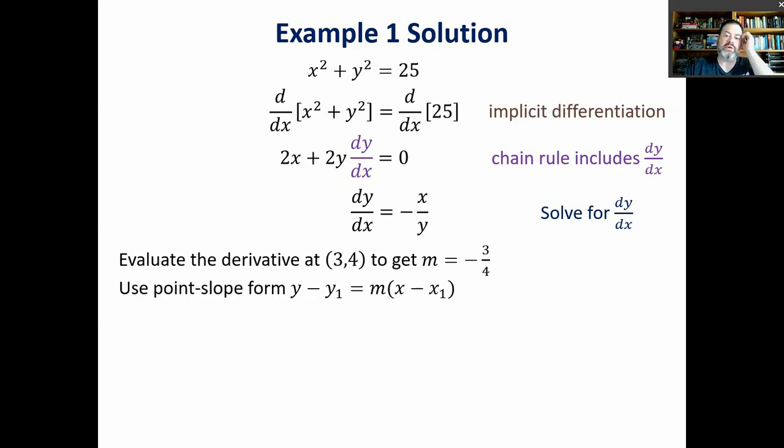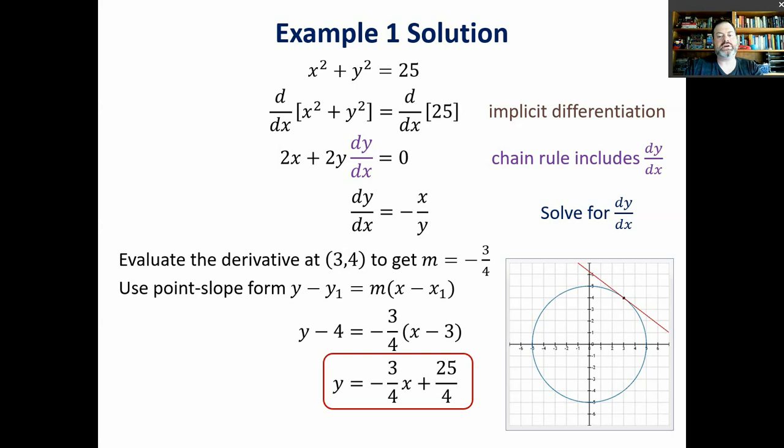Use point slope form. So we have x1, y1, and negative 3/4. Plug everything in and simplify and solve. And you can check your answer by making a graph. Really easy stuff. So that's a pretty easy one.